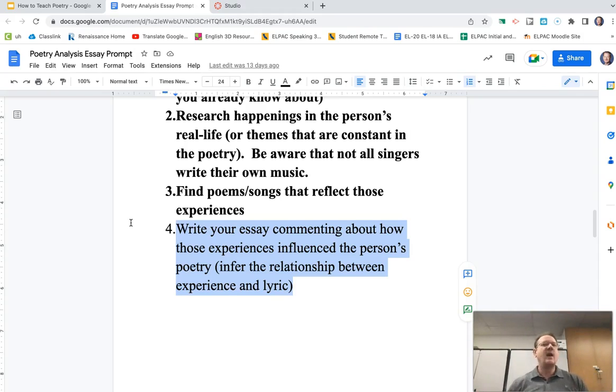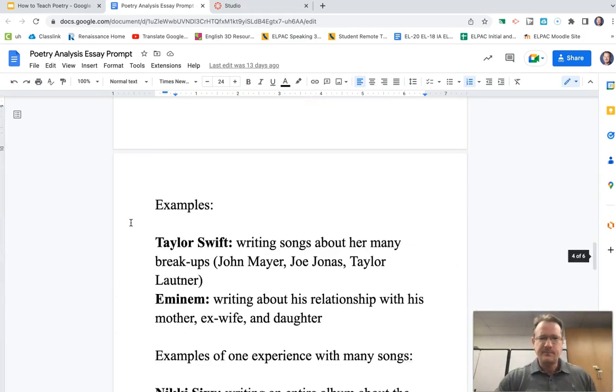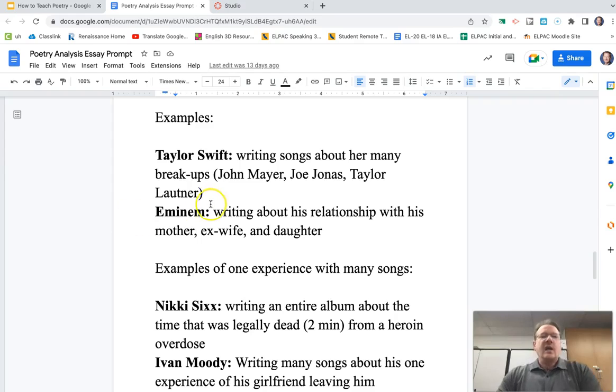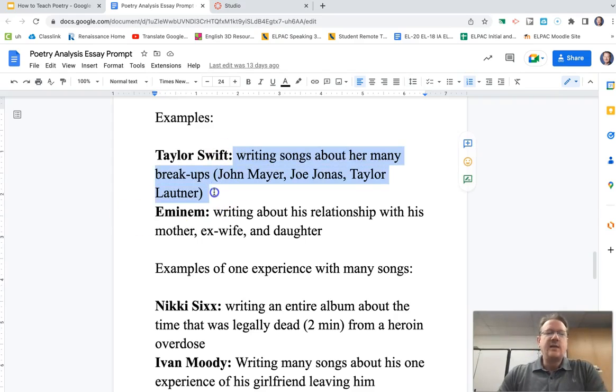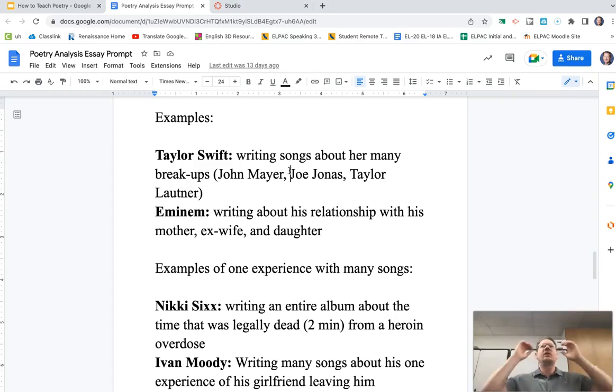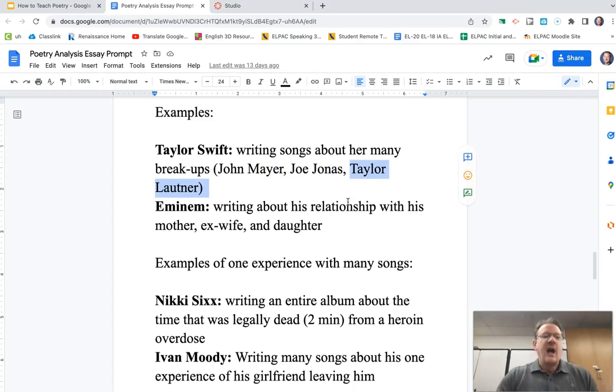We can't get inside the author's head, and we honestly aren't sure if we trust what the author was feeling at the time, because when emotional things happen, they can really skew our reality. Anyway, here's some examples. Taylor Swift writes a lot of songs about her breakups. So maybe the essay is going to be about Taylor Swift and how her relationships have influenced her music. And so one paragraph might be about a John Mayer song, one about Joe Jonas, and one about Taylor Lautner.